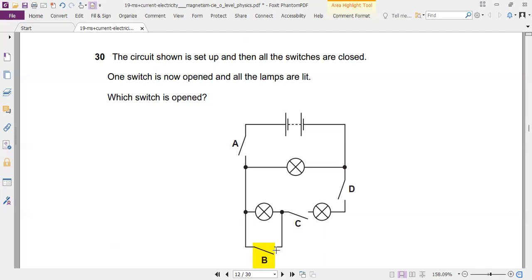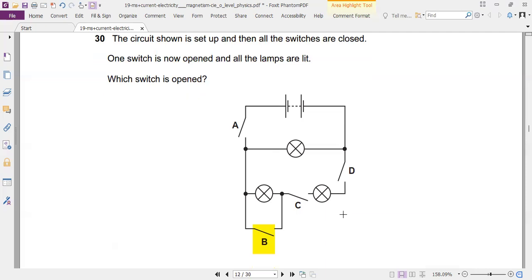Now, why is this behavior? Because current is lazy. When it finds a less resistance, it wants to go through there. It doesn't want to go through high resistance. It is just like water. If water finds a lower plane, it will not rise up. It will tend to flow to the lower plane. So that's why when the switch B is opened, all three light bulbs will be on.